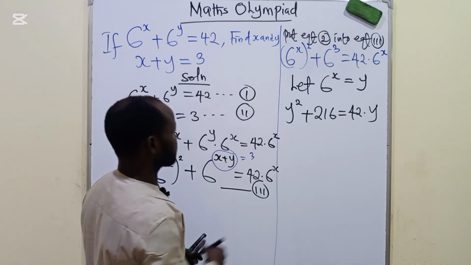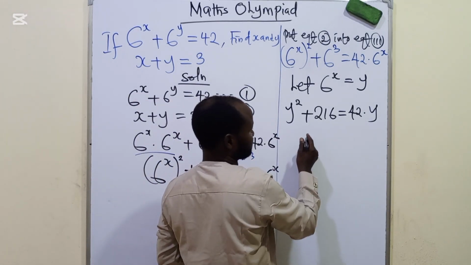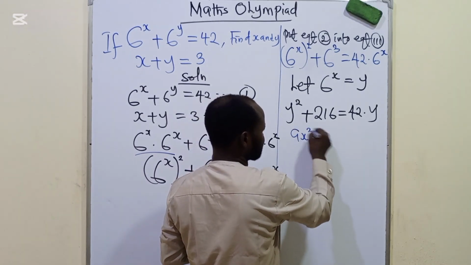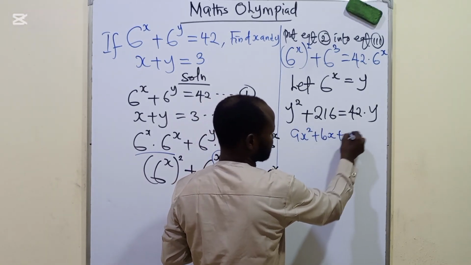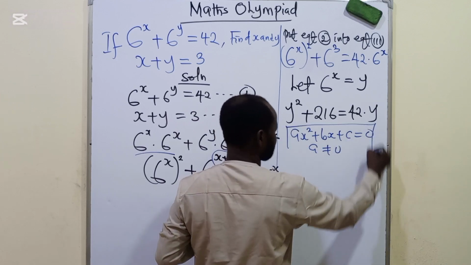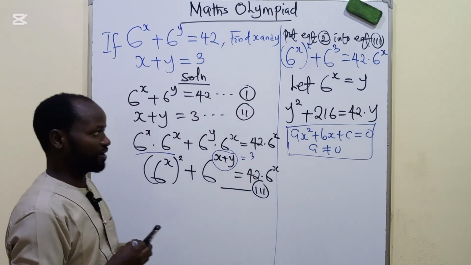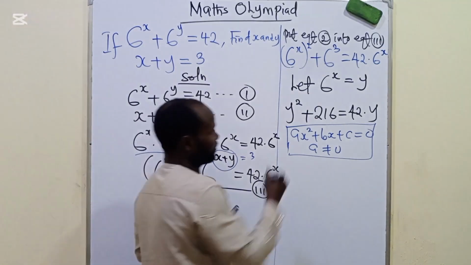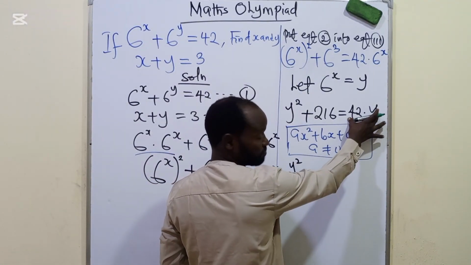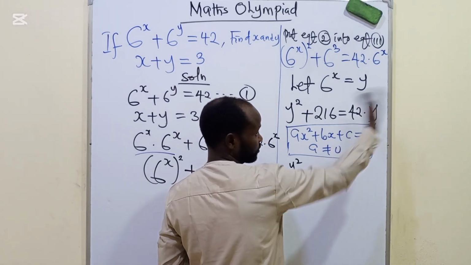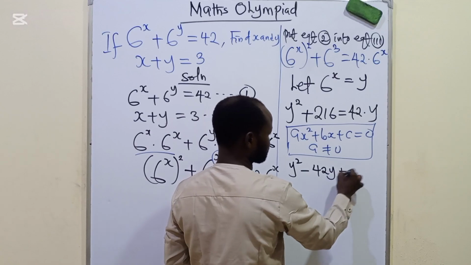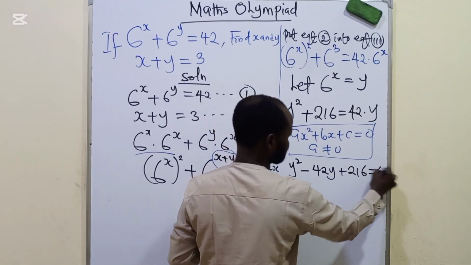Let's look at what we can do here. We can rearrange this, because a quadratic equation is of the form ax squared plus bx plus c equals 0, given that a is not equal to 0. So we need to rearrange it in this form. Very important. So this will now be y squared. Since this is plus 42y on the right, taking it to the left, it will be minus 42y, then plus 216 equals 0.